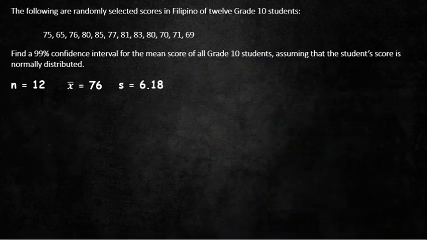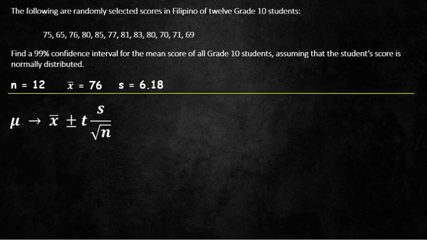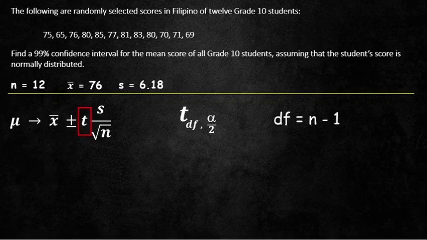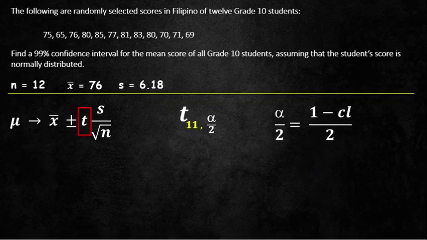Alright, so now that we've got our trio, we can now proceed with the usual process of getting the confidence interval. Let's start with the t-value. We need to find the degrees of freedom, then the one-tailed alpha. The degrees of freedom is equal to n minus 1, so that's 12 minus 1, which is equal to 11. Substitute. Next, find the alpha half, that is 1 minus the confidence level over 2.